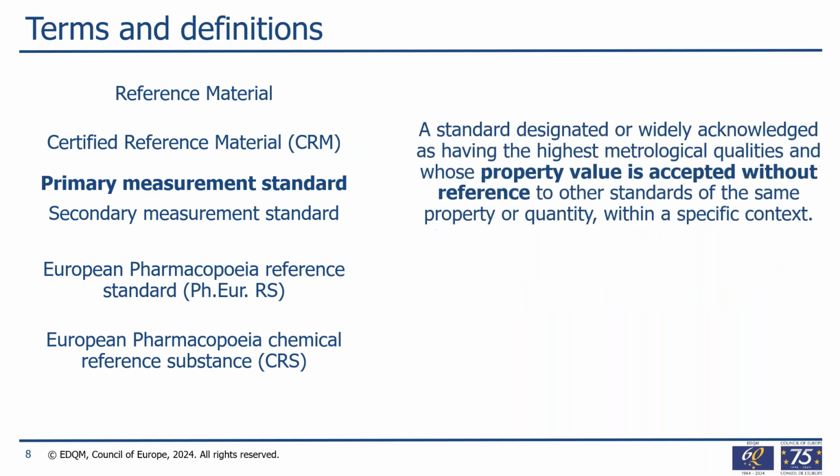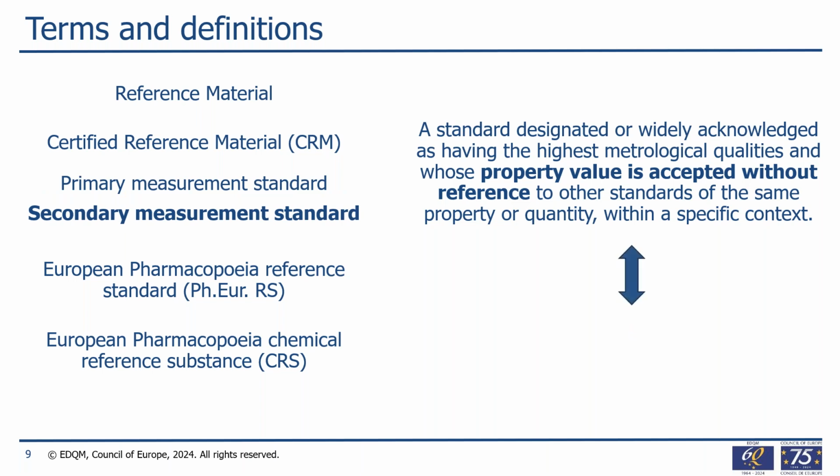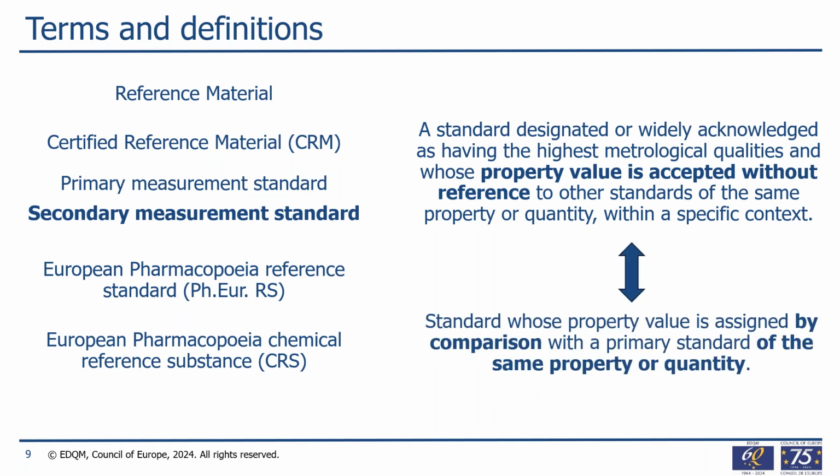A primary measurement standard is established without reference to another standard for the same property or quantity. So it's really established on its own independently, which is of course in contrast to a secondary measurement standard, which is established against a primary for the same property or quantity.